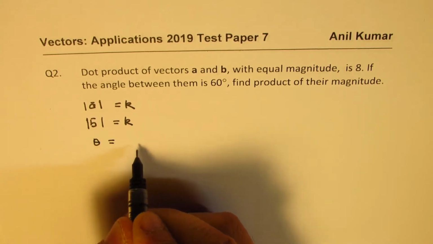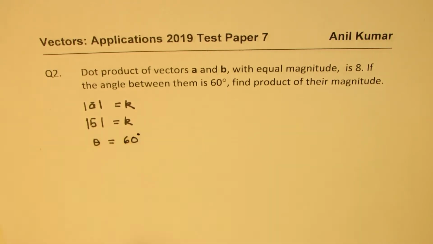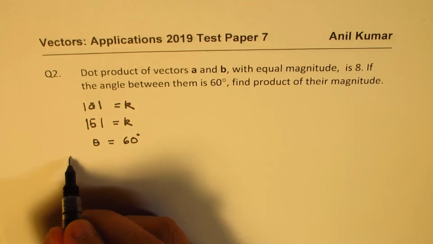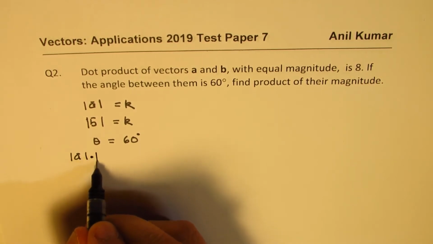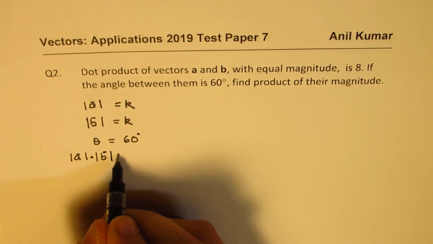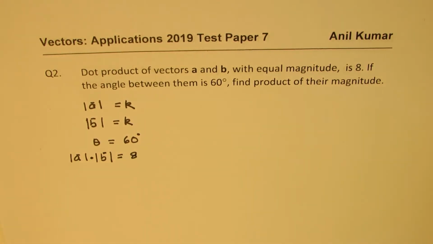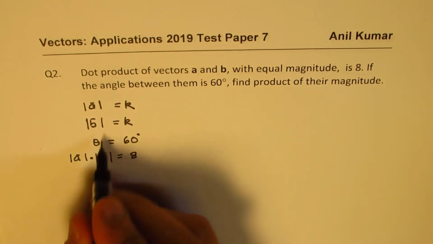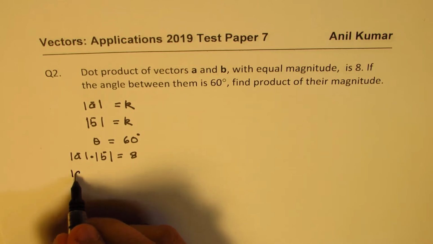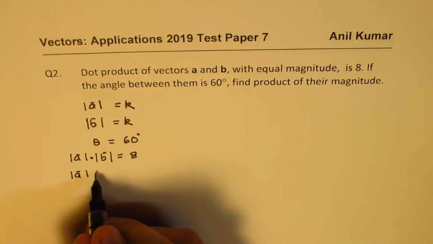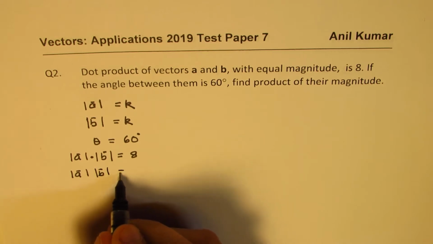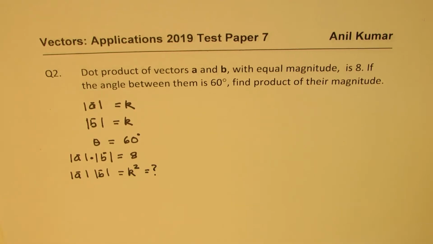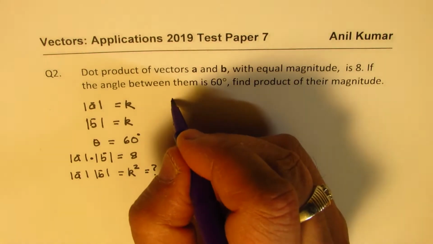The angle between these two vectors is 60 degrees, correct? We are also given that the dot product with equal magnitude is 8. We are given that the dot product of vector A with vector B is equal to 8, right? And we need to find the product of the magnitudes. That means we need to find the product of these two, right? That is what we need to find. In our case, k square. Clear? So that is the part of the question which we are trying to work out.